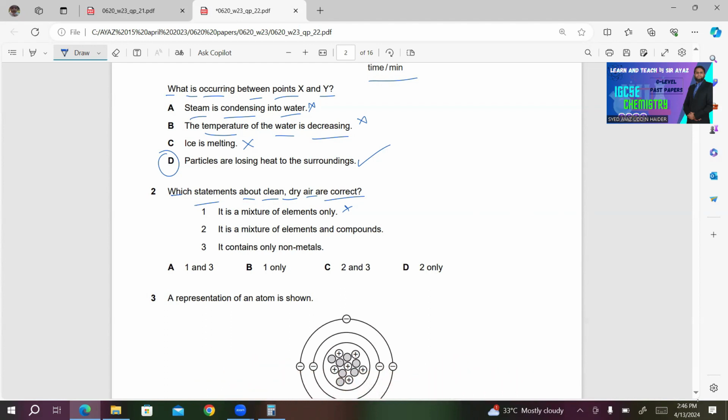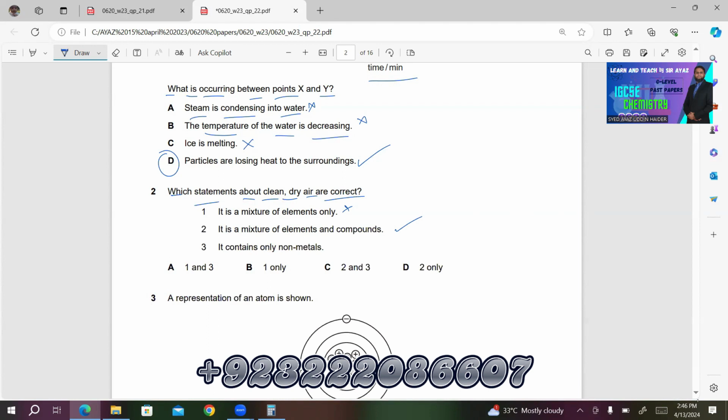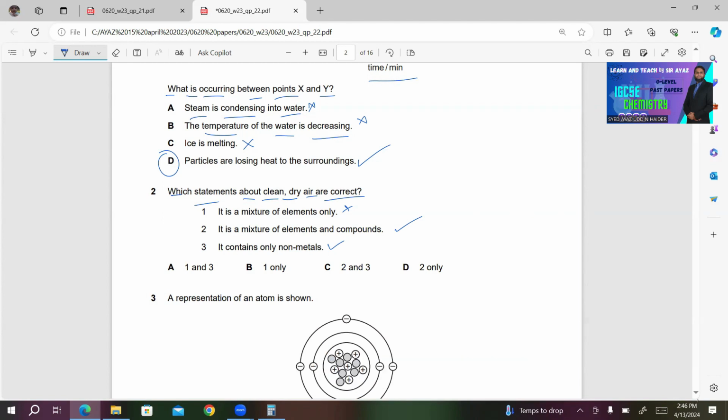Number 2, it is a mixture of elements and compounds. This statement is correct. It is a mixture of elements and compounds. 3, it contains only non-metals. This is also correct because it does not contain any metals in it. So C must be the right answer for this question.